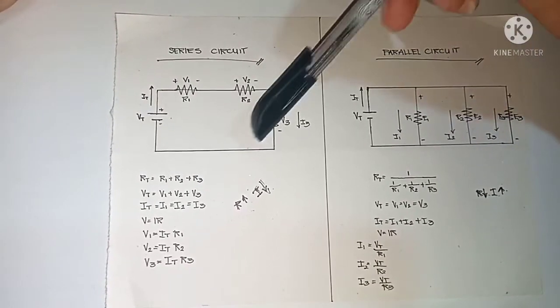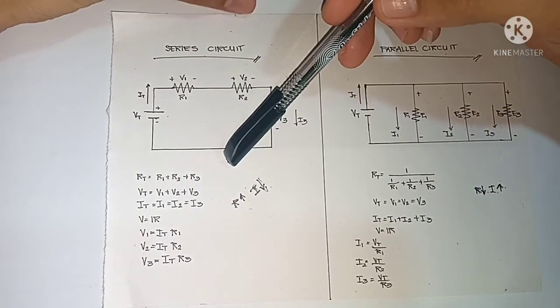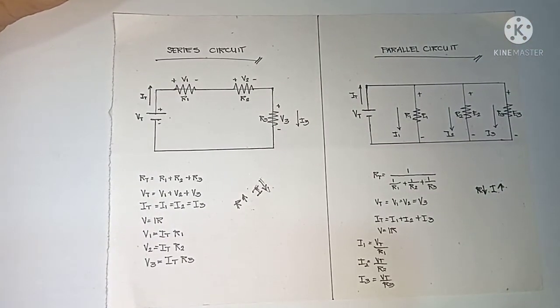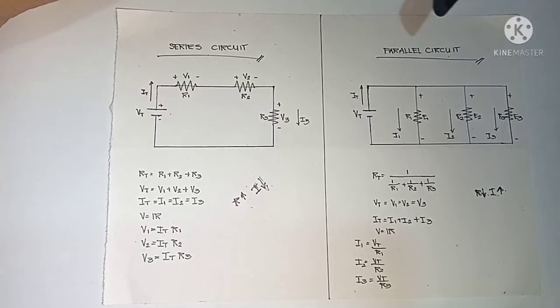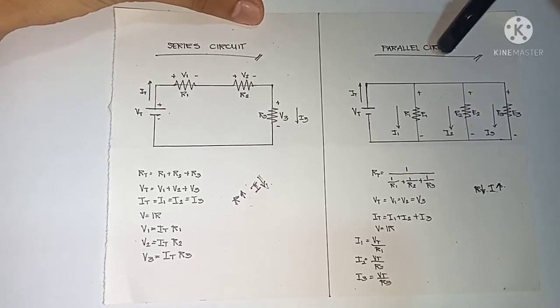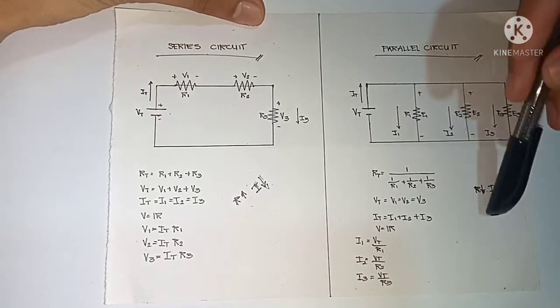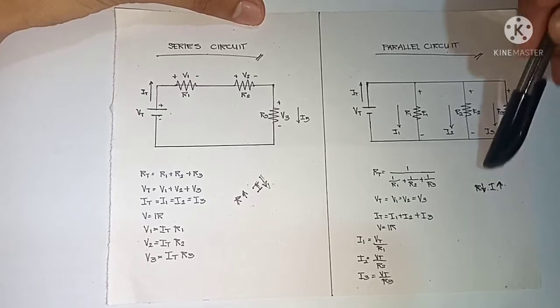In a series circuit, if you add a resistor, the resistance will rise and the current will lower down. While in a parallel circuit, it is inversely proportional, because if you add a resistor, the resistance will lower down and the current will rise up.